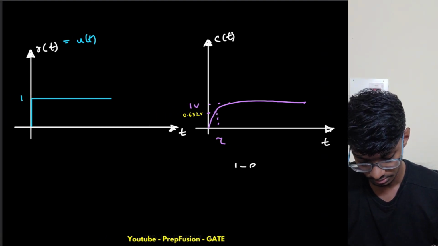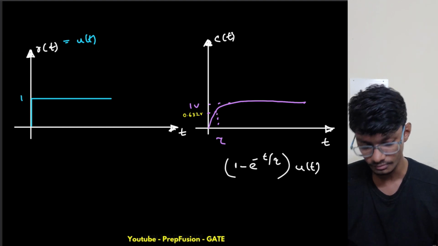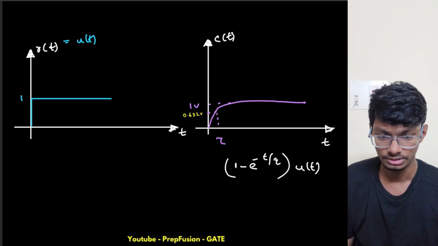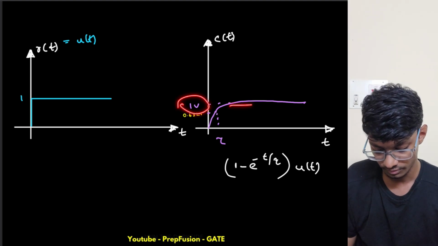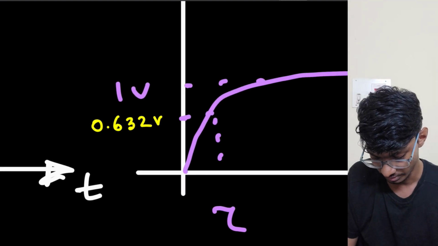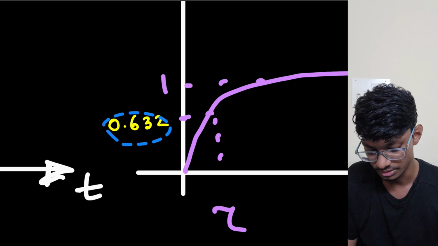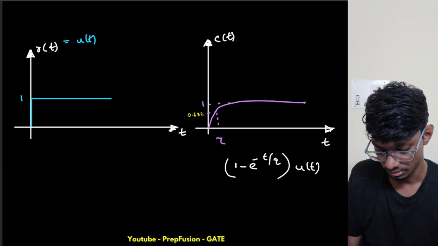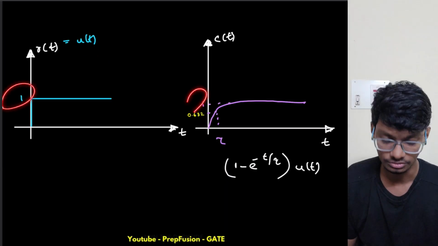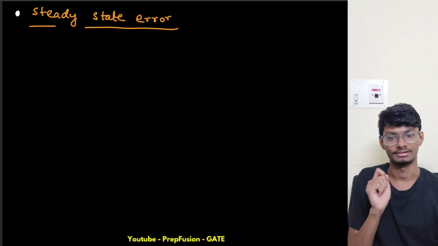1 minus e raised to power minus t upon tau, into u of t. Like here you can see at steady state this is reaching 1 volts and this is also reaching 1, right? I won't write 1 volts here because this will be wrong, I don't know the units. This is just a system, I won't write any units here. So at steady state, this is reaching 1 and this is also reaching 1, right? Now we'll swiftly come to the steady state error.